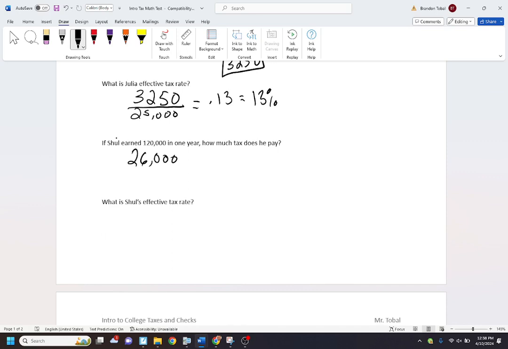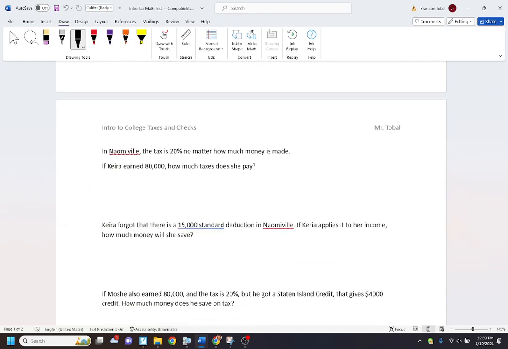What is Shul's effective tax rate? 26,000 divided by how much he really made, which is 120,000. 26 divided by 120. Alex, did you just put that? That's 21.6, repeating. If you put 0.6, that's fine. But it's 21.6% taxes, okay? Or 21 and 2/3 if you want to write it like that. Percent. Okay. All right. Got it. For that page.